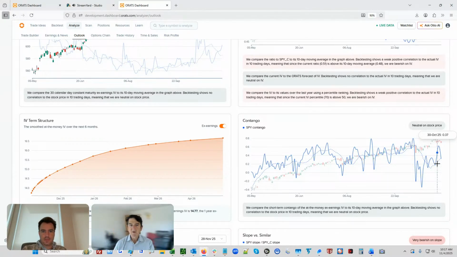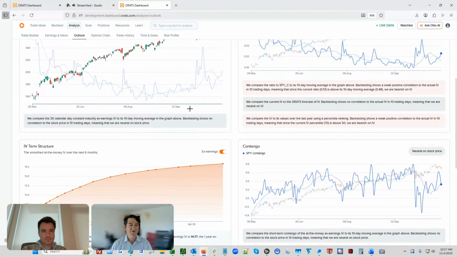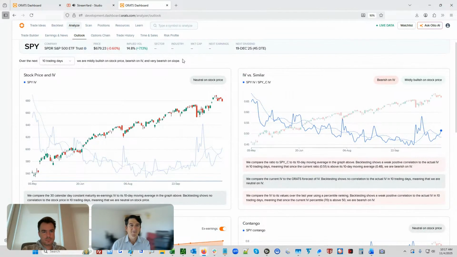All right. Yeah, interesting. So anyway, one of the things that we're talking about here is not only understanding what skew is, but understanding how to profit from it.